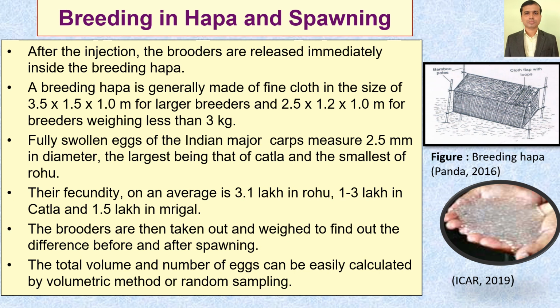The total volume and number of eggs can be easily calculated from the known volume and the number of eggs of their sample mug, which is known as the volumetric method. The percentage of fertilized eggs is also assessed by the random sampling method before and after spawning. Random sampling can give us an idea of the quantity of the eggs laid.